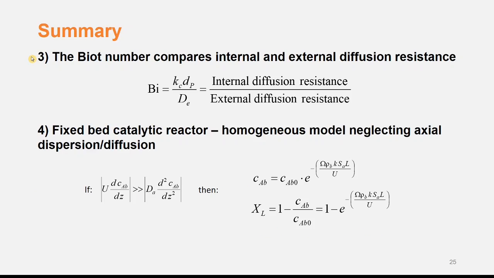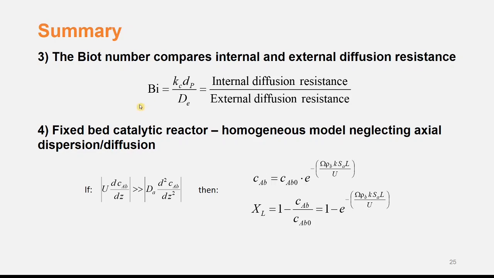The Biot number also gives you some idea about whether or not external mass transfer can be neglected. It is the ratio of internal diffusion resistance to external diffusion resistance. So a large Biot number means that the internal diffusion resistance is much more important than the external resistance.